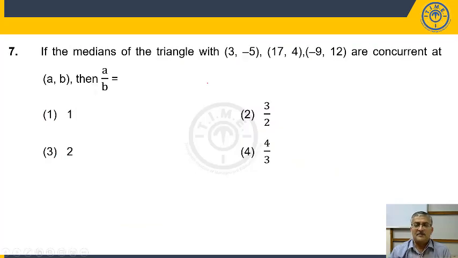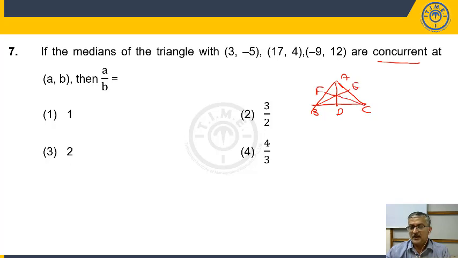Next. Medians of the triangle are concurrent. Concurrent means all the 3 lines intersect at one point. So what is the point of intersection of the medians? This is AD, this is BE, this is CF. What is the point of intersection of these medians? This is called the centroid.